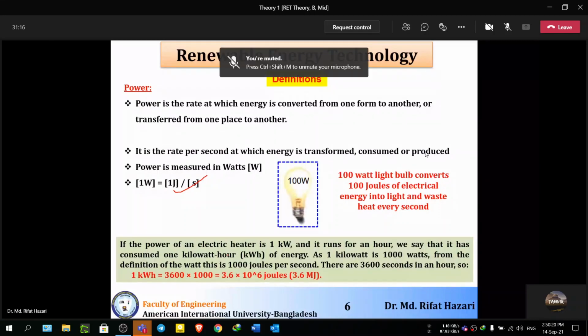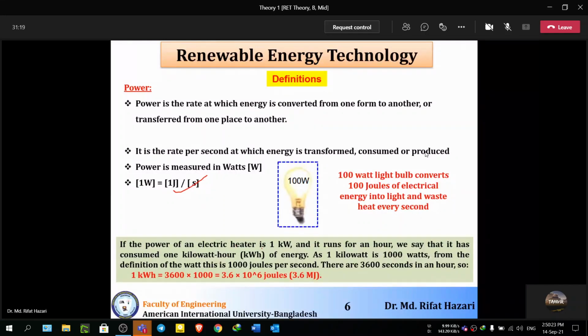Okay. Another thing: let's say an electrical heater has a capacity of 1 kilowatt and it's running for 1 hour. In that case, how much energy is it consuming? Can you define how much energy it will consume? Its capacity is 1 kilowatt, running for 1 hour. We already know 1 kilowatt equals 1000 watt, and 1000 watt means 1000 joules per second. That means every second, it's consuming 1000 joules of electrical energy. And if you convert 1 hour into seconds, how much will it be? 3600 seconds, right? So 1 hour equals what? 60 into 60, right?